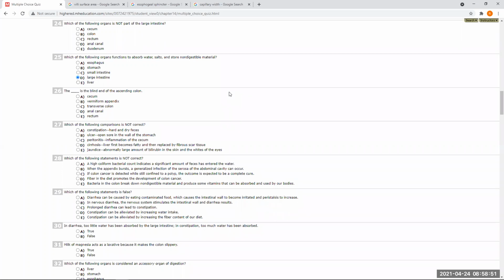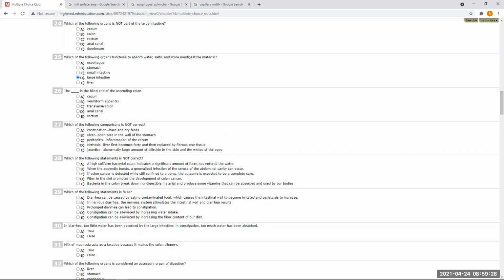Good. All right, so that is what it does. The large intestine absorbs water, very importantly, and salts, and stores non-digestible material prior to it being sent out as feces. There are bacteria that work symbiotically within the large intestine; they get protection and they also help in the digestion and absorption of water.